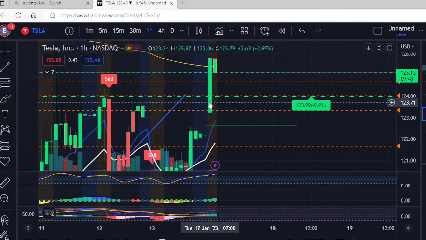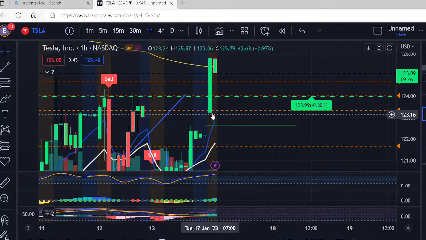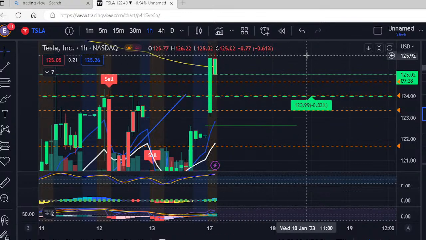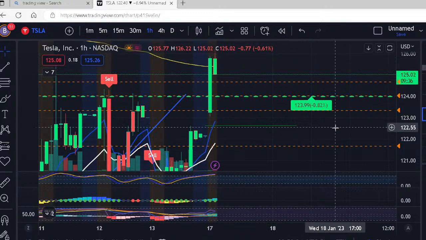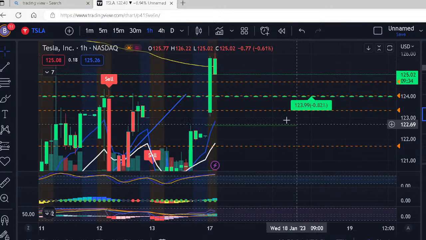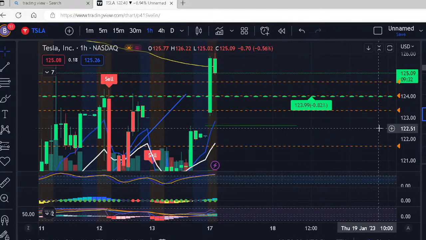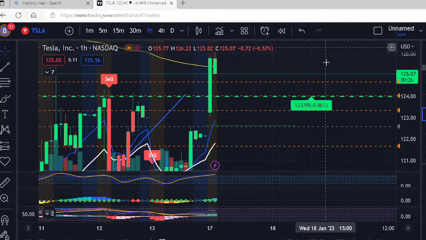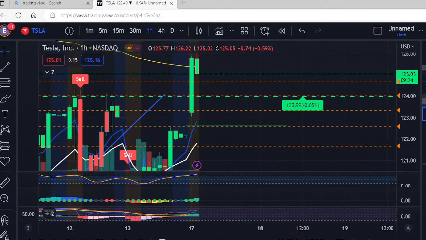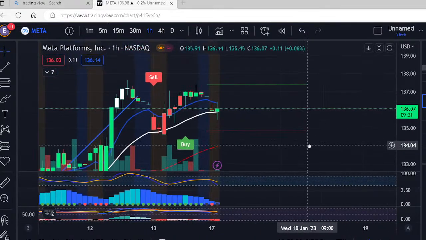Obviously pre-gap fill, there's a lot of support right here, so there are times where you see a gap up, come back about to fill the gap, but make that pre-gap fill support and then bounce. And then obviously previous day high, if it gets the previous day high, would be my next support right here at 122.59. So let's go over Meta real quick.